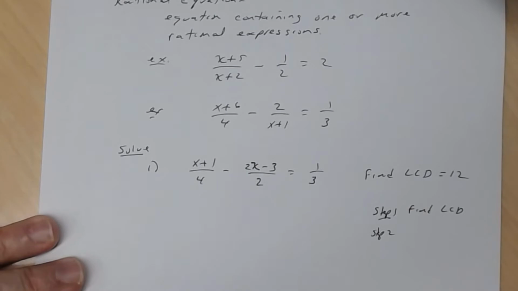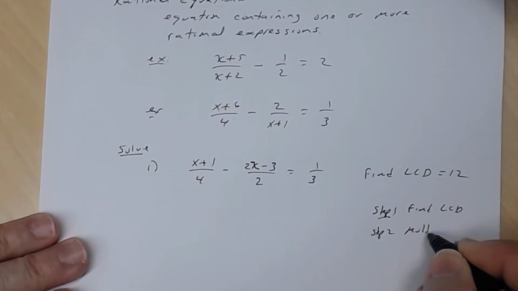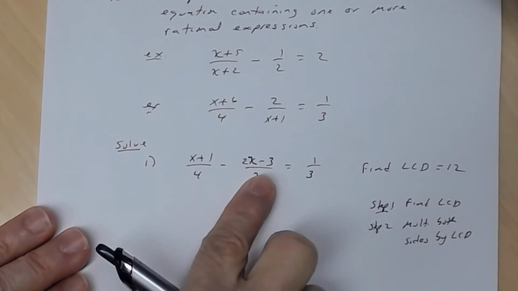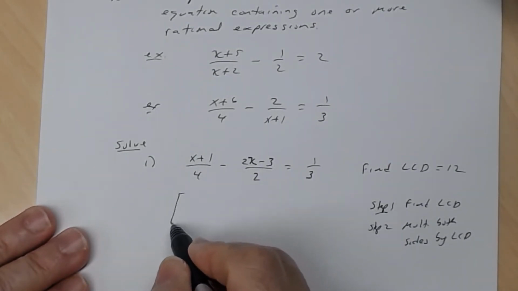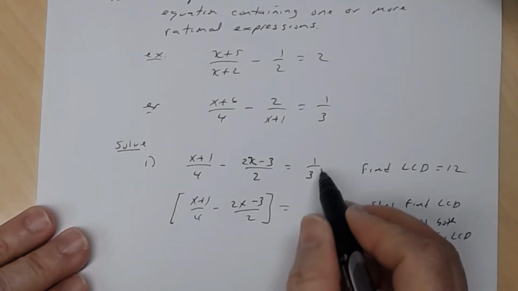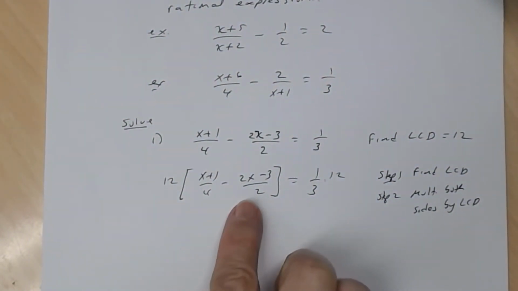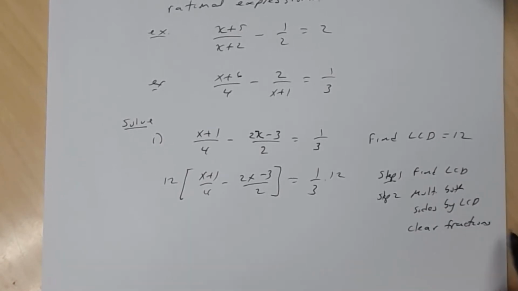So then step 2, what you're going to do now is to clear your fractions. You're going to multiply both sides by the LCD. Now listen carefully to this part. If you look at the left side, there are 2 rational expressions. On the right side, there's only 1 rational expression. So since there's more than 1 on this side, I'm going to put this whole part in parentheses, just like this. And then on this side, since there's just 1 rational expression, I'm going to leave it as 1/3. And then I'm going to multiply this by 12, multiply this by 12. The whole point of multiplying by the LCD is to clear the fractions.